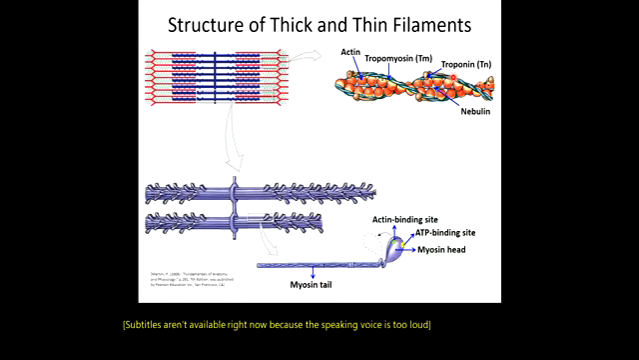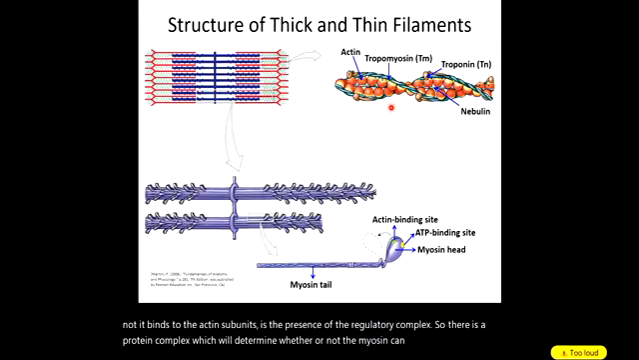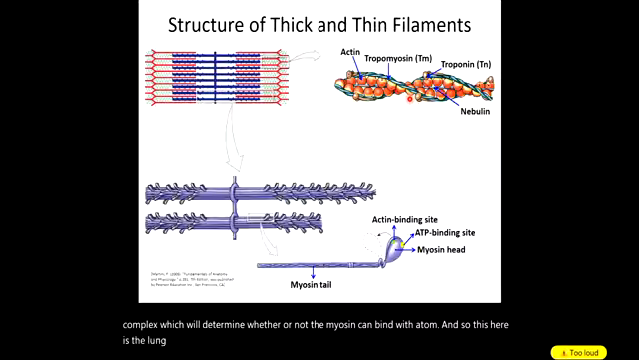Now, what controls whether or not the myosin binds to the actin subunits is the presence of a regulatory complex. So there is a protein complex which will determine whether or not the myosin can bind with actin. And so this here is the long tropomyosin protein, and the tropomyosin is a long slender protein, and it's going to span 7 actin monomers. That's how long it is. And you have these tropomyosin proteins which are arranged head to tail, right? They are arranged head to tail, and there's a slight overlap between the tropomyosins.